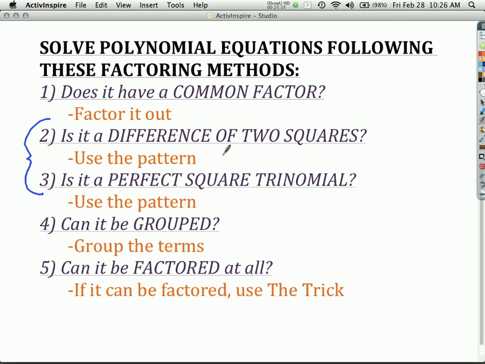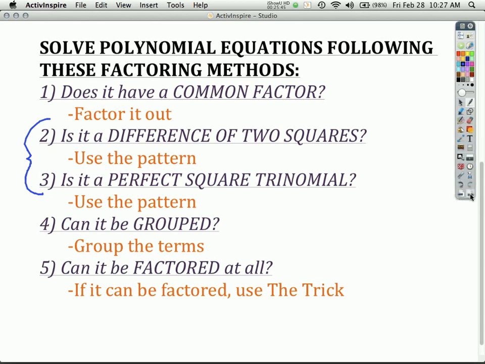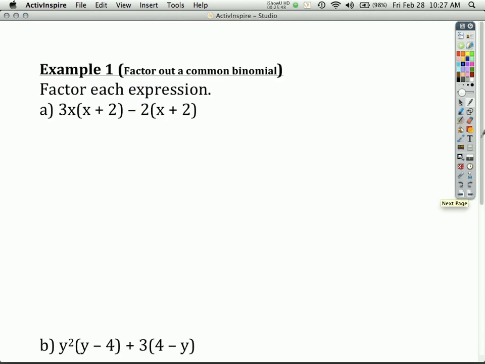If you can't use any of these, then can it be factored at all? If it can be factored, then you can use the trick. If it can't be factored, then you're going to learn what to do today also. All of these are about finding the factors. You should not have this copied yet, but you're going to see this again at the end when we tie everything together. So we're going to now learn the grouping method, and I'm going to be teaching it step by step.